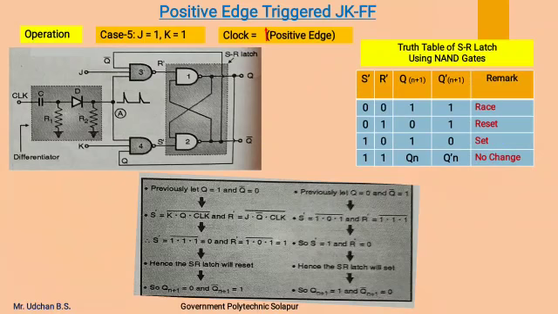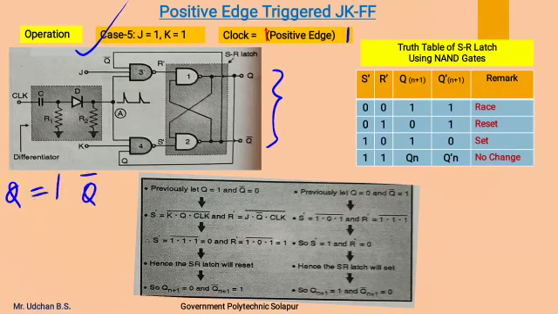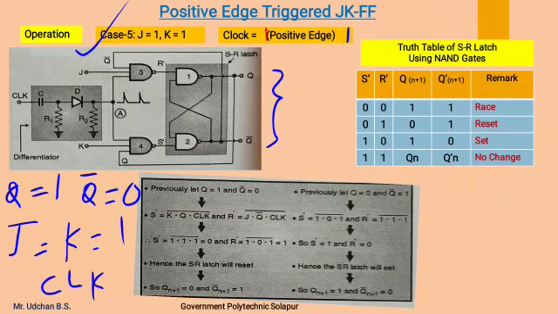Now we will see the last case in which J is 1, K is also 1, and the clock is 1, meaning its value is also 1. Here we first consider the output state as a set state, meaning Q is equal to 1 and Q complement is equal to 0, and we have J equal to K equal to 1, both are 1, and the clock value is also 1 as it is a positive edge.